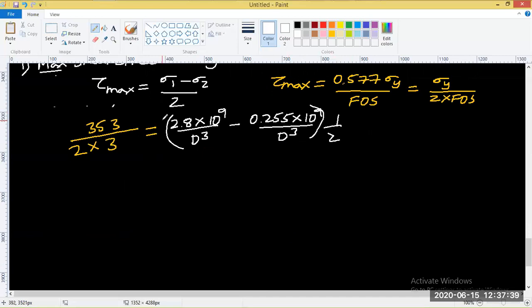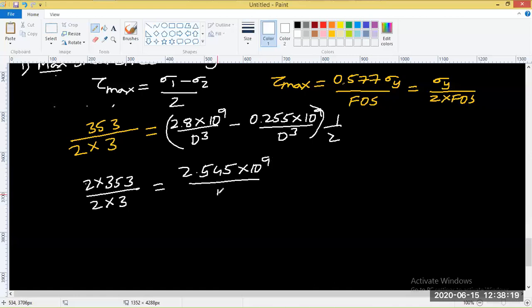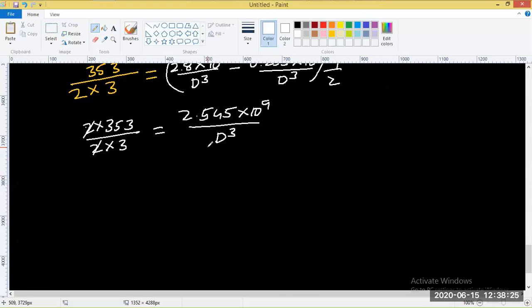So in the next step, this half goes over to that side, and now 2 gets divided. So let's see how that happens. You see here 2 into 3, 5, 3 by 2 into 3 is equal to, so now we can subtract this, right? So subtracting this, you get 2.8 E9 minus 0.255 E9. So you get in subtraction the value like 2.545 into 10 power 9 by d cube. So your 2 gets cancelled, and we can simplify this, just a single step in the calculator.